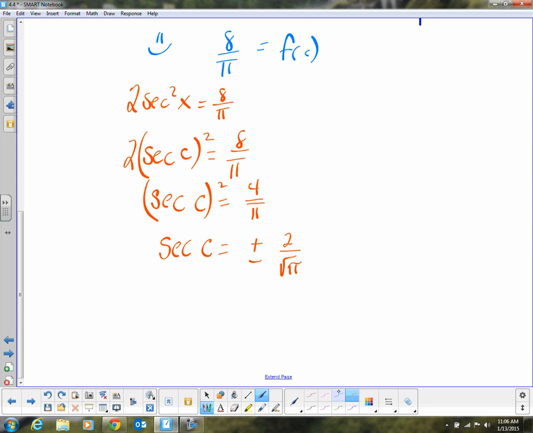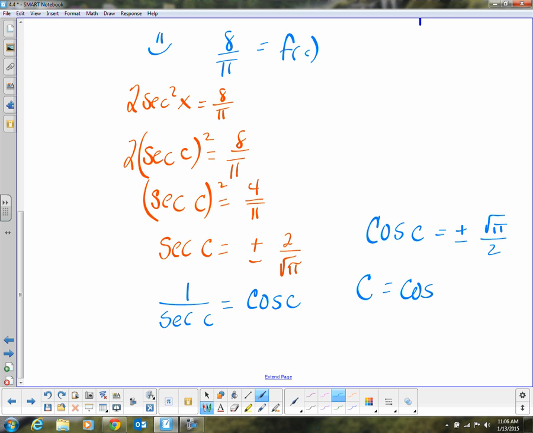All right, so I don't have a secant button on my calculator. What do we know 1 over secant is equal to? 1 over secant c is equal to cosine c, correct? Does that make sense? Okay. So if I want to use my cosine button, what do I have to do to this side? I have to flip it. So cosine c is going to equal plus or minus square root of pi over 2. You're going to need a calculator. So to solve this, you're going to do cosine inverse of square root of pi over 2.